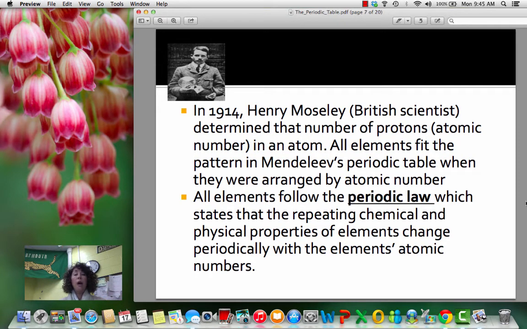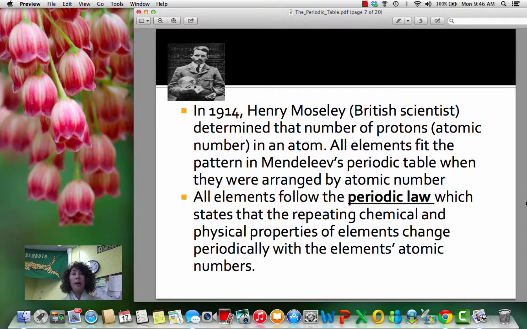And so in 1914, Henry Moseley, who was a British scientist, said, let's arrange them based on their atomic numbers, or their number of protons in the atom. And what he discovered is that all the elements fit the pattern in Mendeleev's periodic table when he did this. So all elements follow the periodic law, which of course states that repeating chemical and physical properties of elements change periodically with the element's atomic number.